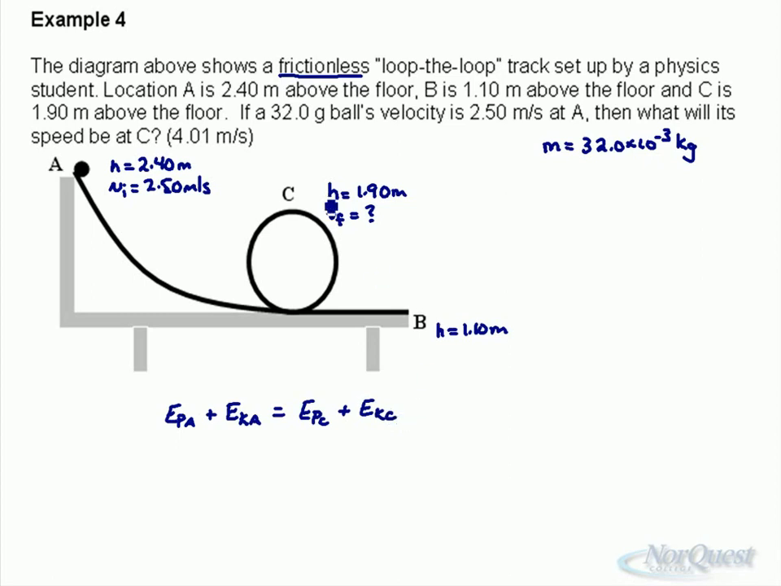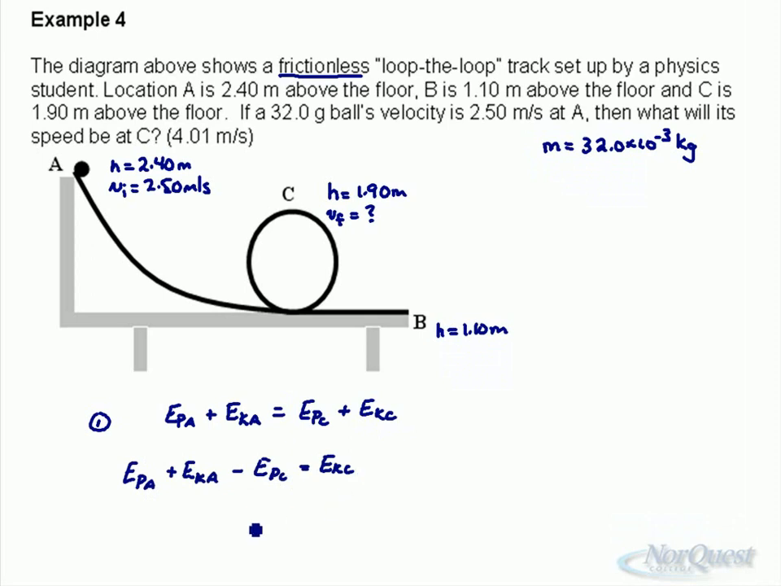Let's solve for the one thing we're missing. If I'm looking for velocity, that means I need kinetic energy. So let's move the potential energy at C to the other side. I'm going to do this equation in 2 steps. Total potential at A plus total kinetic at A minus potential at C is going to leave us with kinetic at C.